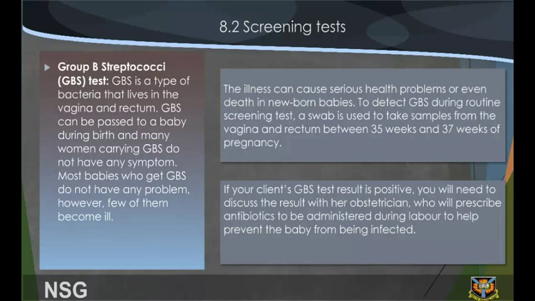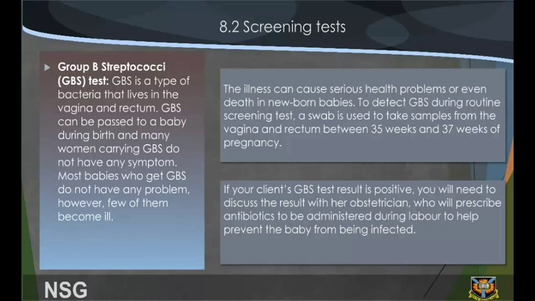Group B streptococci test. GBS is a type of bacteria that lives in the vagina and rectum. GBS can be passed to a baby during birth, and many women carrying GBS do not have any symptom. Most babies who get GBS do not have any problem. However, few of them become ill.